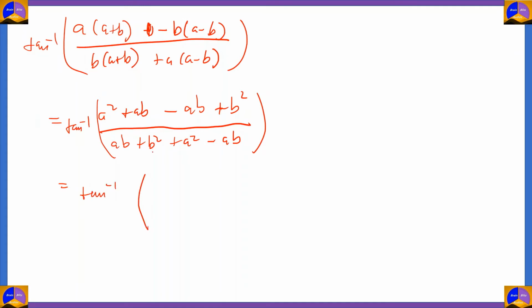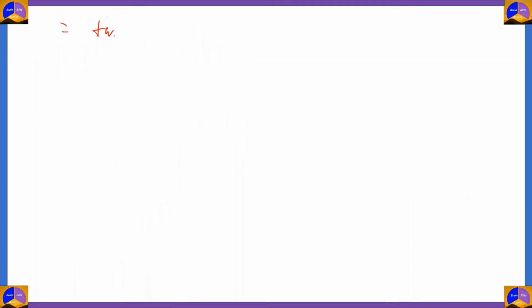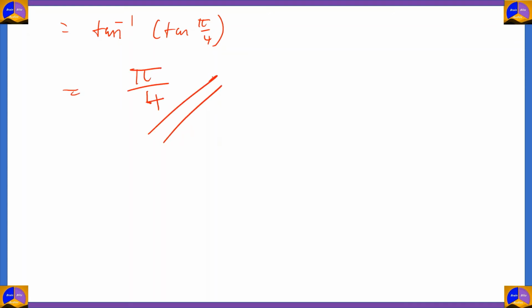So now tan inverse of AB and AB gets canceled on both ends. So we'll get a squared plus b squared divided by a squared plus b squared. You see that the numerator and the denominator are same. So we'll get tan inverse of 1. And what is the value of 1 in terms of tan? We know that tan pi by 4 is equal to 1. So therefore, the value will be tan inverse of tan pi by 4. So your final answer is pi by 4.